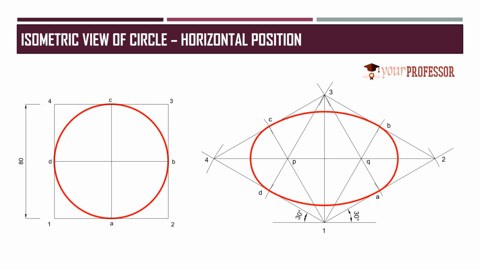Hope you are able to understand the isometric view of three different objects: square, pentagon and circle, both in horizontal position and vertical position. If you are able to understand what I have explained, just give me a like.